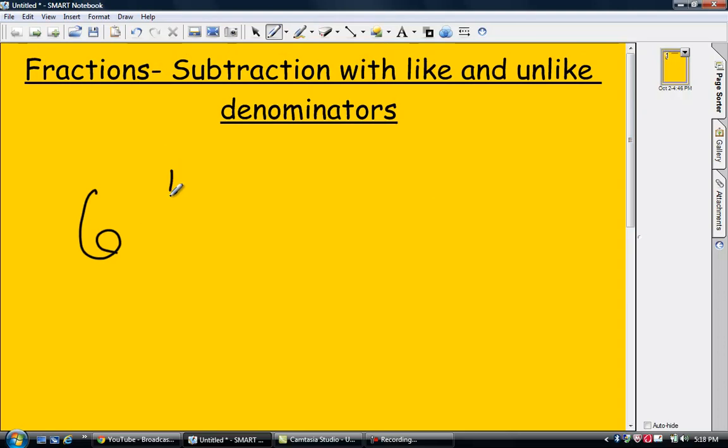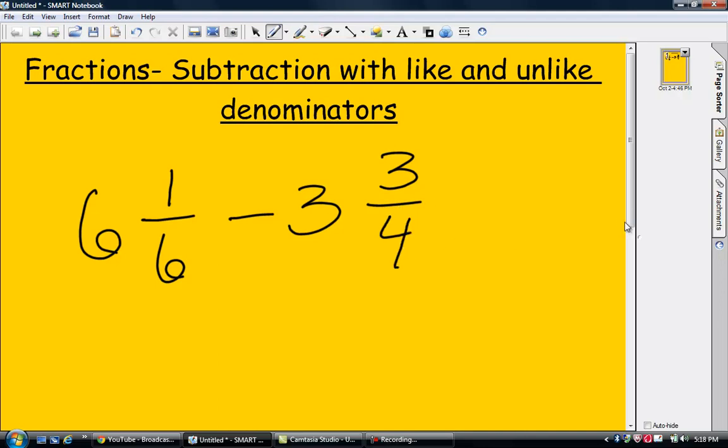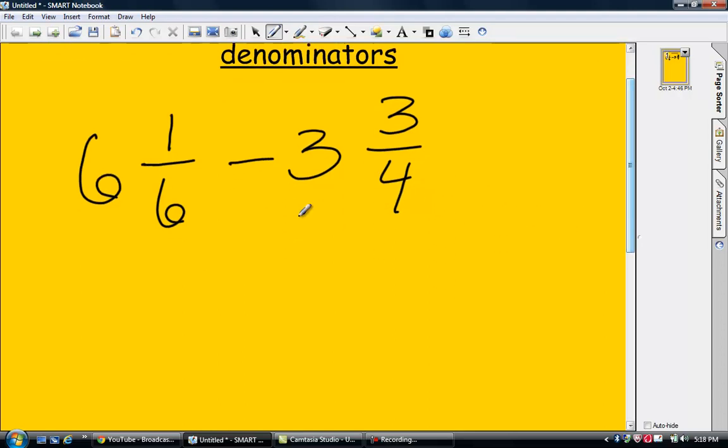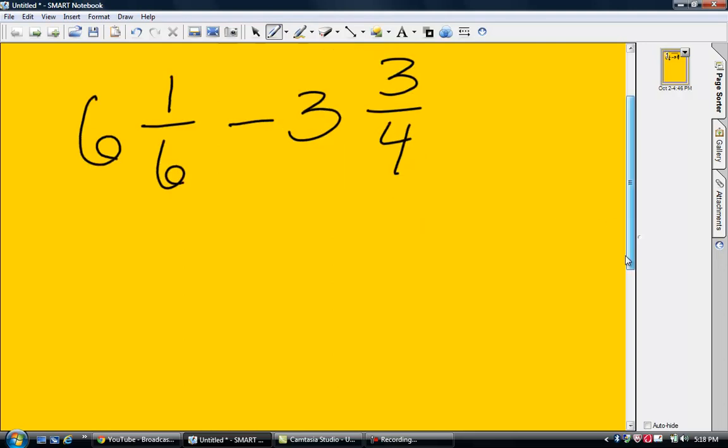So we're going to have 6 and 1/6 minus 3 and 3 over 4. So now we've got a couple jobs to do. We've got unlike denominators, so we need to find the least common denominator first. And then we're going to have to borrow later on from that 6.